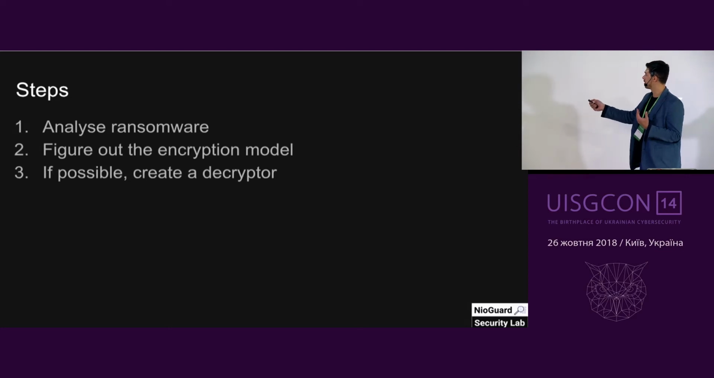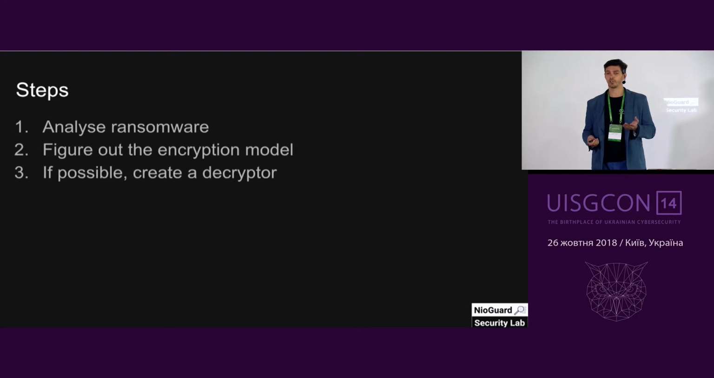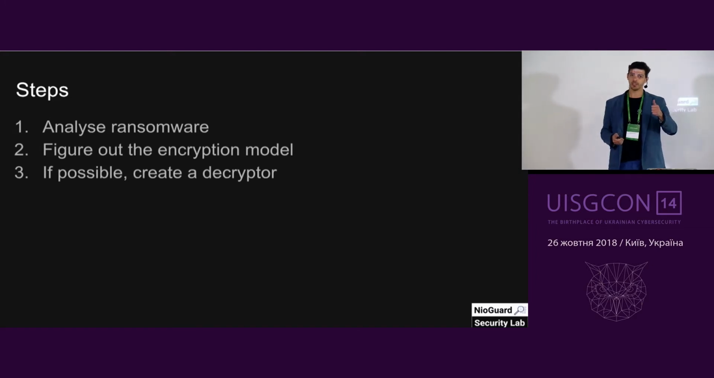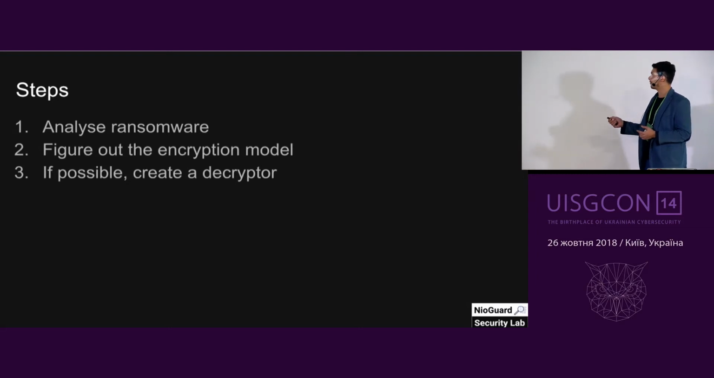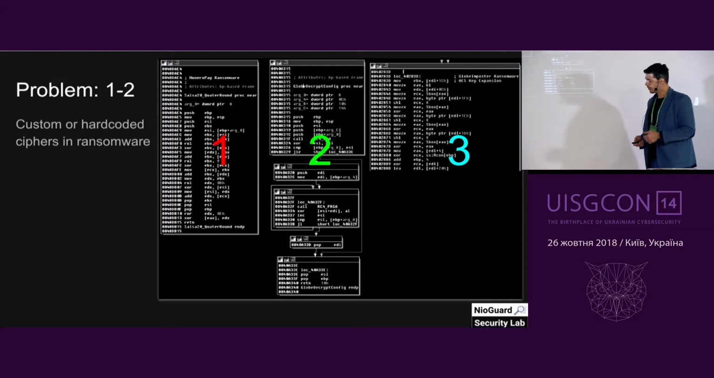The second question is, we try to figure out the encryption model. It means we need to get key data and algorithm ID. So which particular algorithm or set of algorithms are used in this ransomware, and can we get the key? And finally, if the encryption model allows us to do that, we can create a decryptor. And we face many problems on that way.